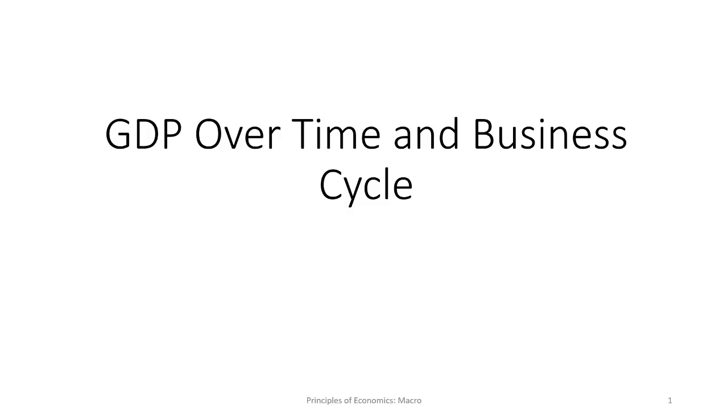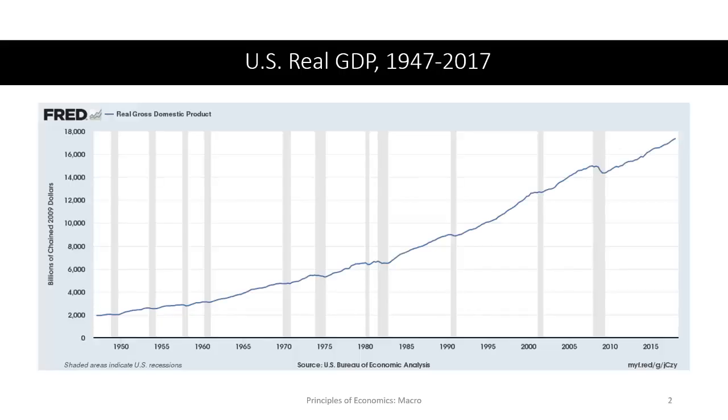In today's lecture, we'll talk about GDP over time and business cycle. Let's first start with US real GDP from 1947 till 2017. And we can see over time, US real GDP has increased systematically. However, every year is not an increase. We can see in certain years, there's a decrease in real GDP.